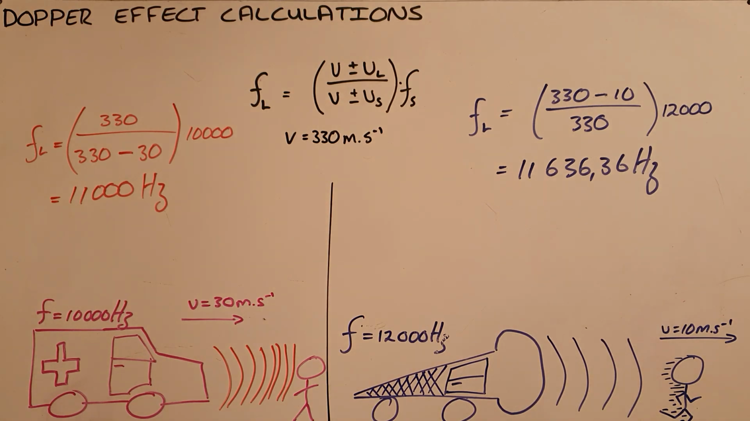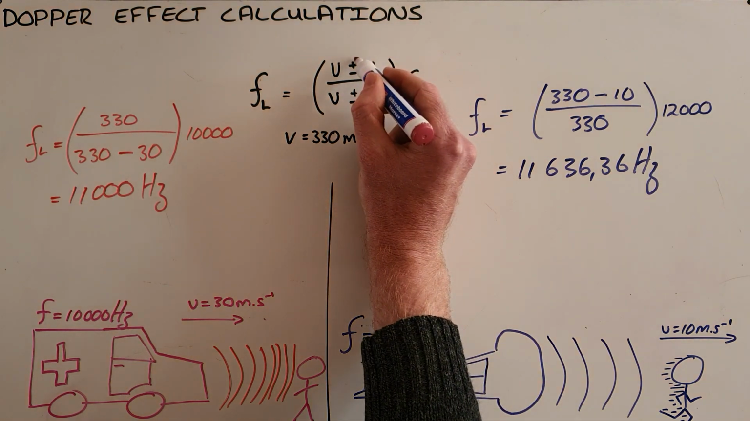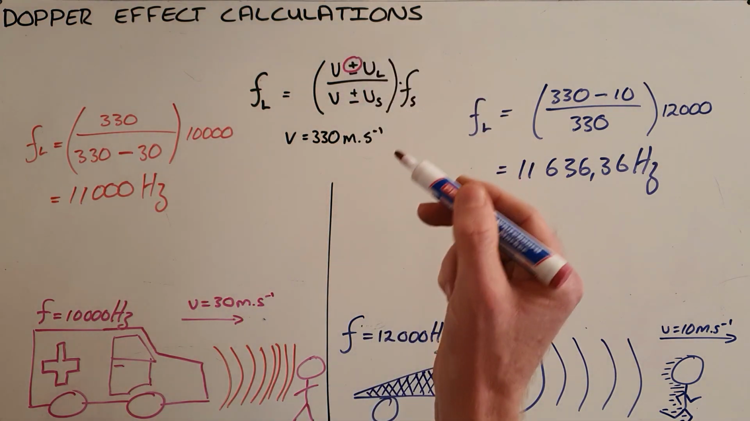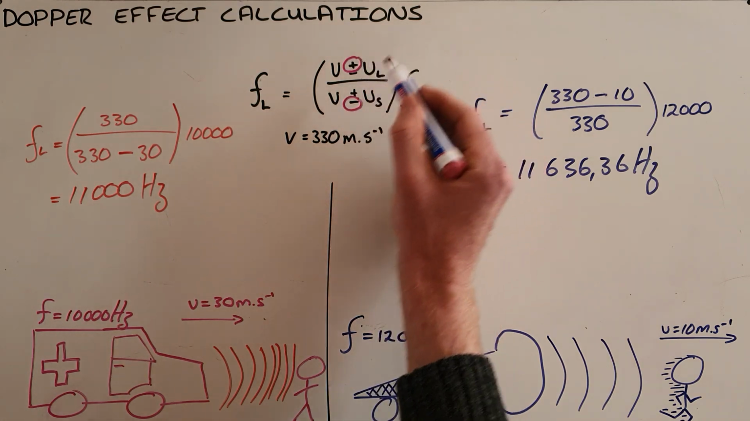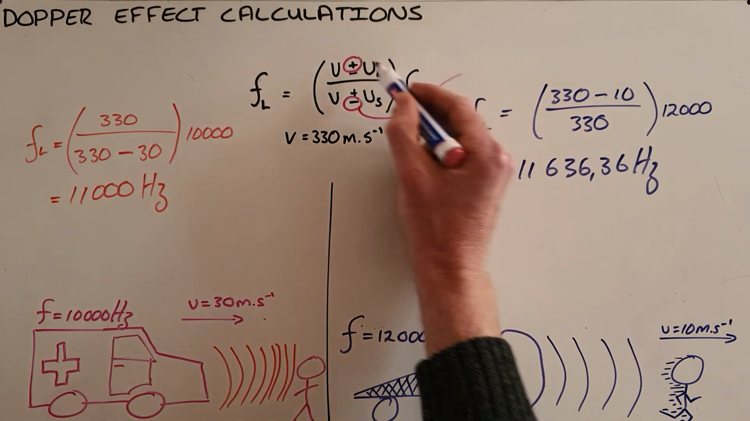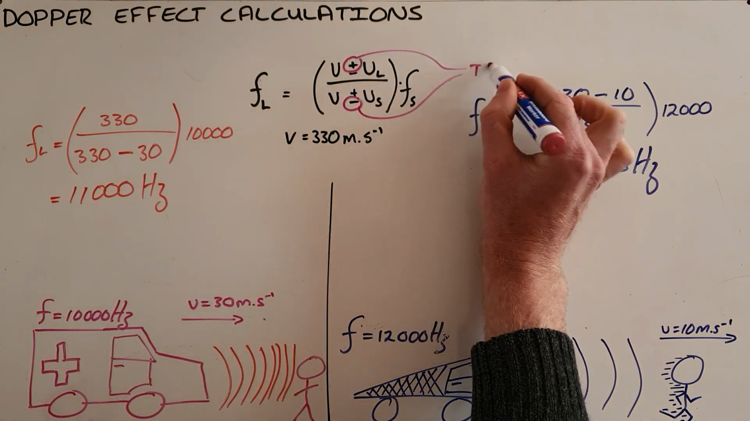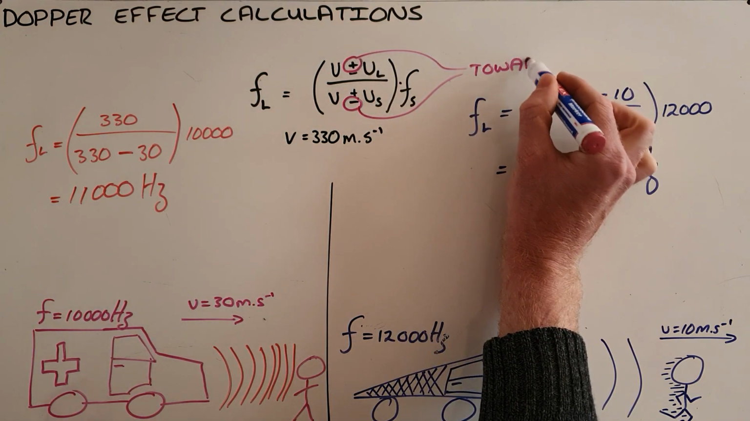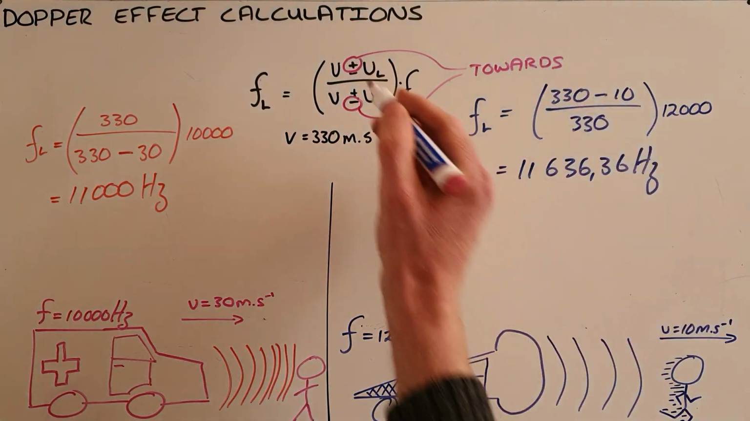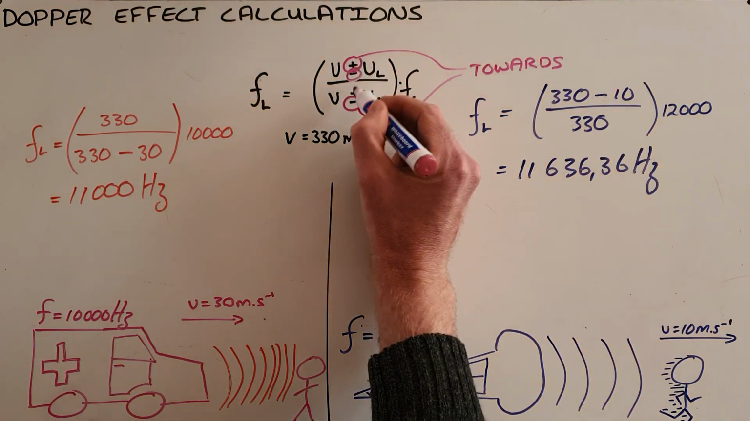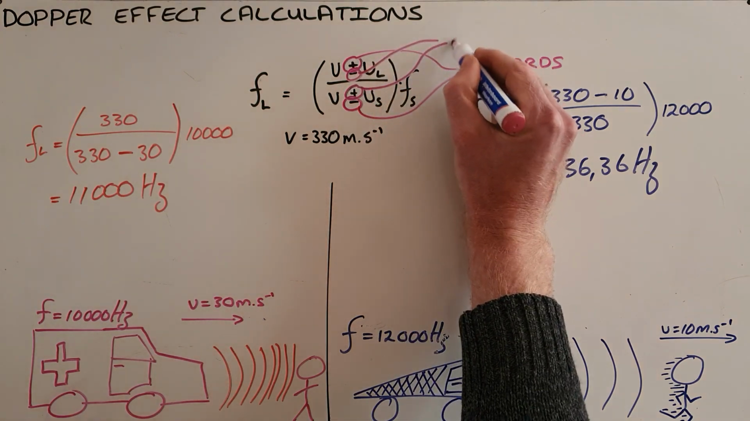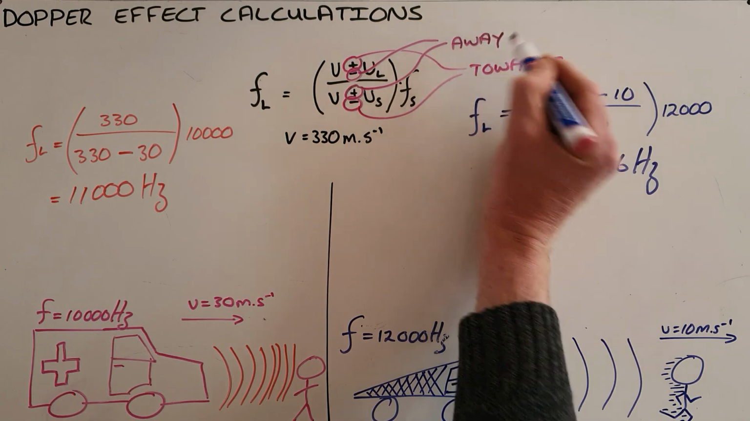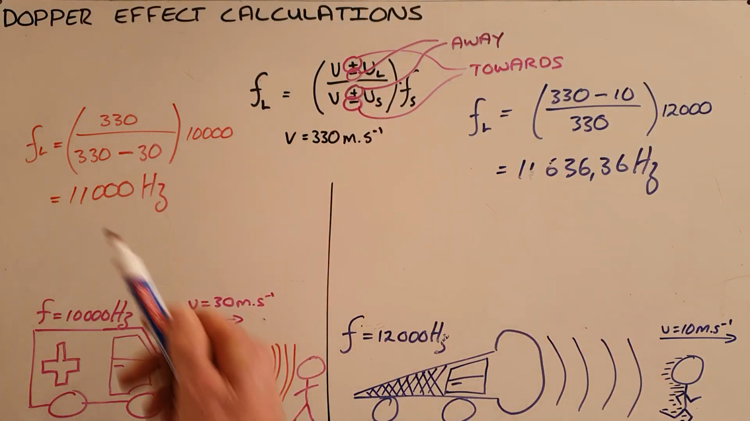And then if you find it difficult to understand the logical method, another way of looking at this is that if the objects are moving towards each other, that would be a plus in the numerator or a minus in the denominator. So for objects moving towards each other, it is always plus on top and minus on the bottom. And for objects that are moving away from each other, it would always be a minus on the top and a plus on the bottom. So you do not need to use the logical method.